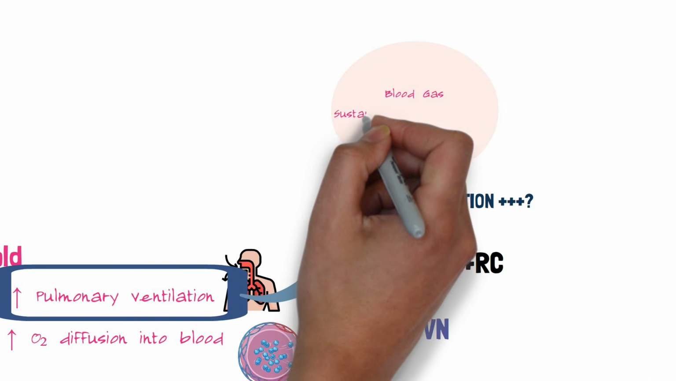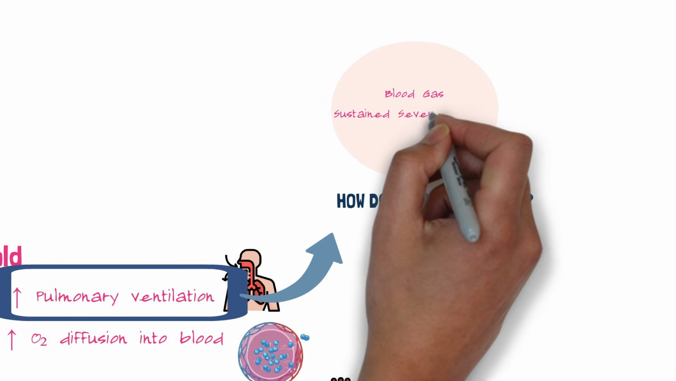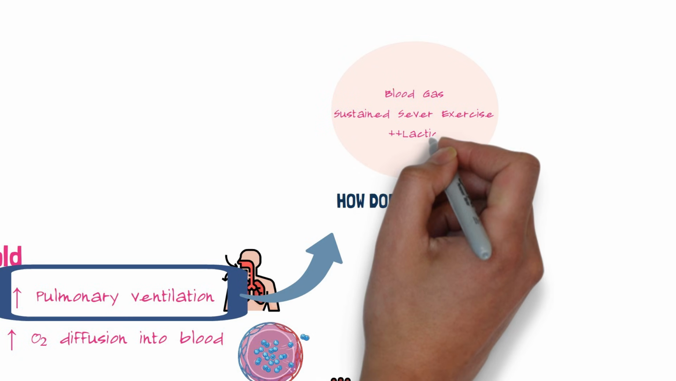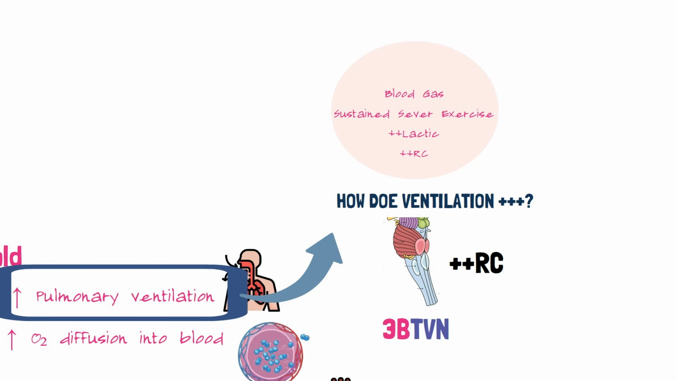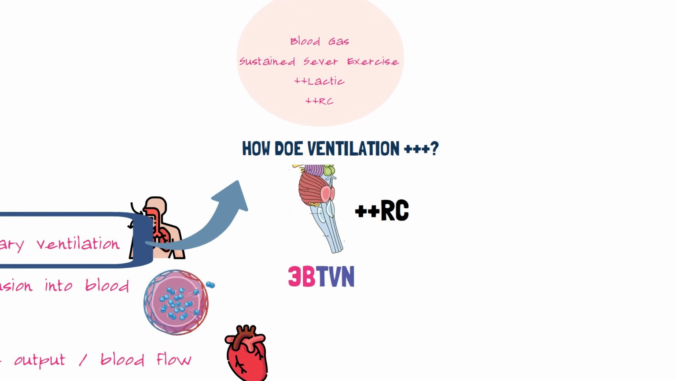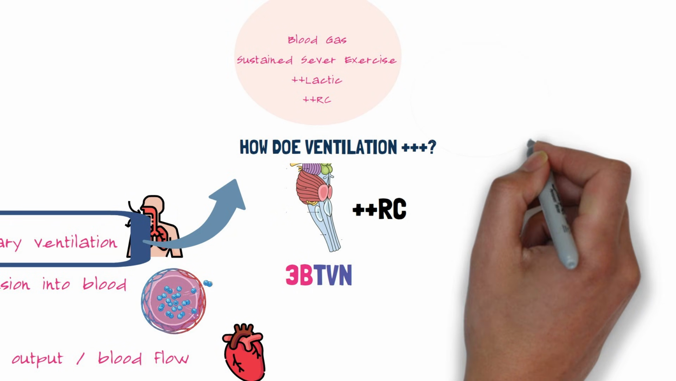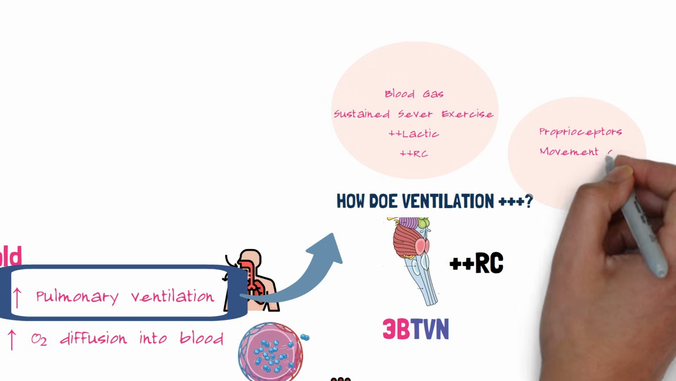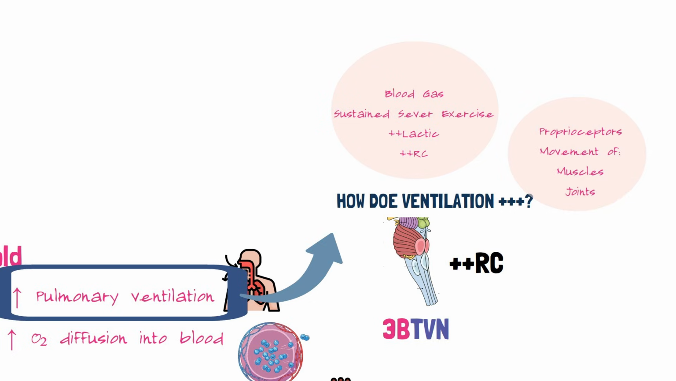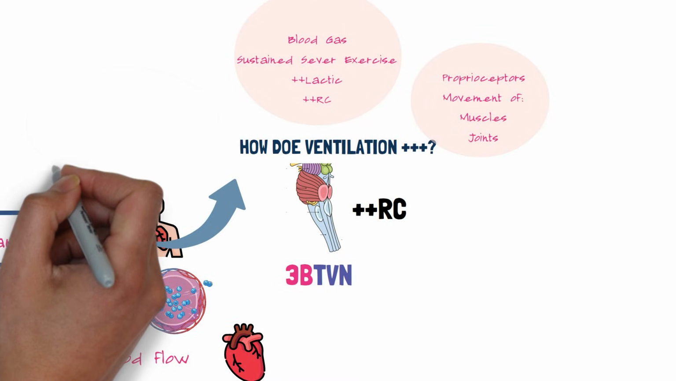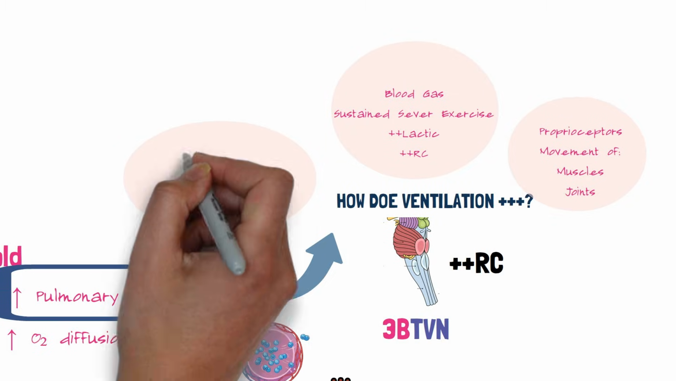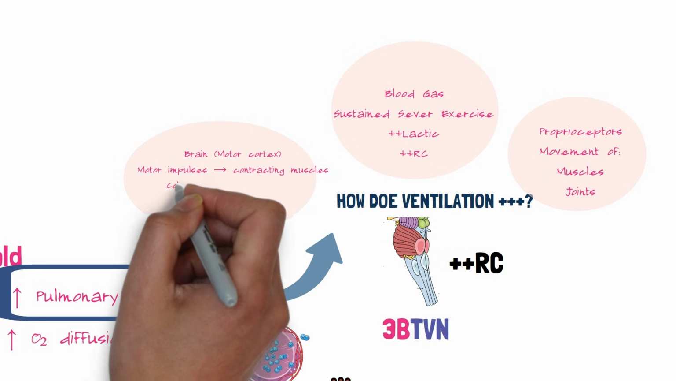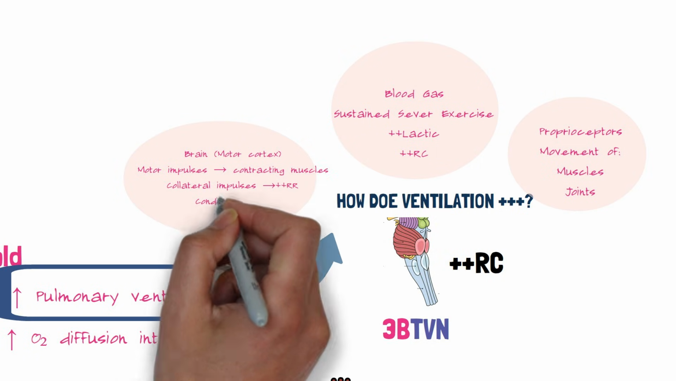Starting with the blood gases, remember that with sustained severe exercise, the pH decreases, with carbon dioxide and hydrogen increasing along with the lactic acid, and this activates the respiratory center. For the proprioceptors, these are the receptors present in the muscles and joints that activate with movement, and in turn activate the respiratory center. The last B is the brain, the motor cortex. At the beginning of exercise, the motor cortex sends a motor impulse to the muscle to contract and a collateral impulse to the respiratory center to be activated, and this is called a conditioned reflex.